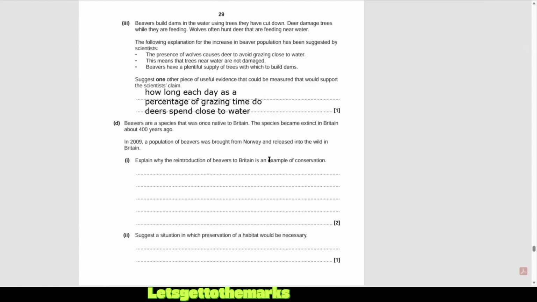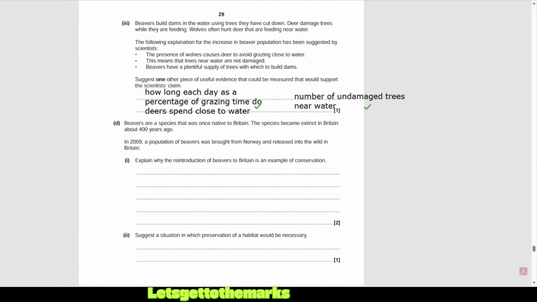We could look at the tree population near the water. So another possible answer would be the number of undamaged trees near water. That's something else you could look at. You want some data of damaged trees away from the water and near the water. Either of these could get you the mark.